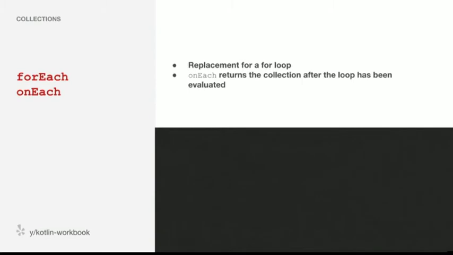The forEach and onEach, they basically do the same. For each item, it will go over the collection and execute the lambda that you pass it. The difference is forEach is a terminal operator, and it will not return anything after you're done iterating over your items. onEach will return the same collection on which it's operating, so you can chain multiple additional operators on it if you want to.